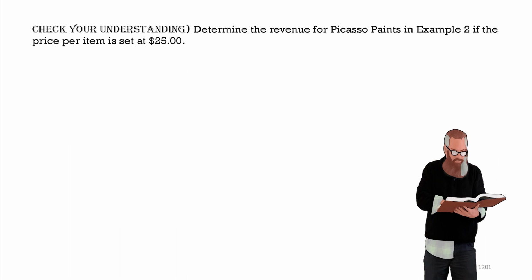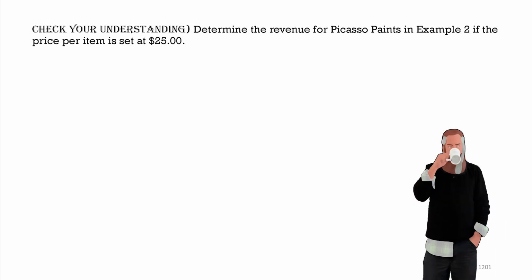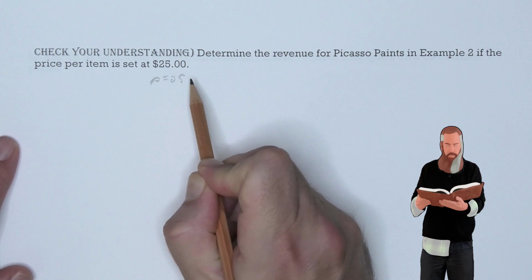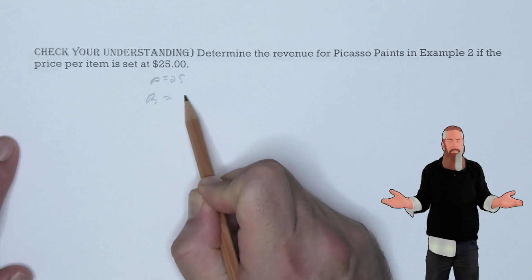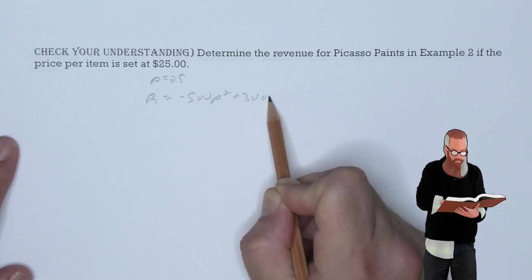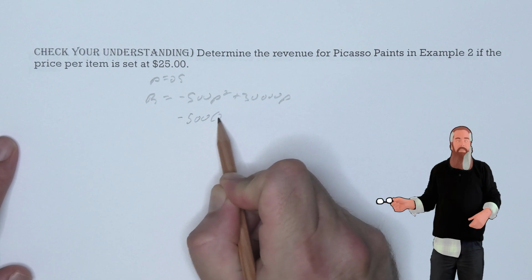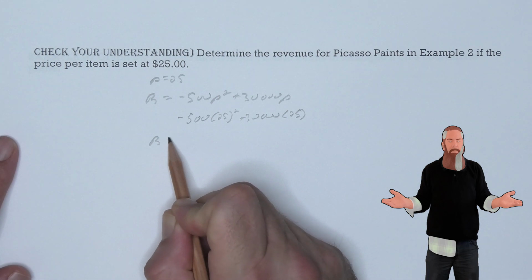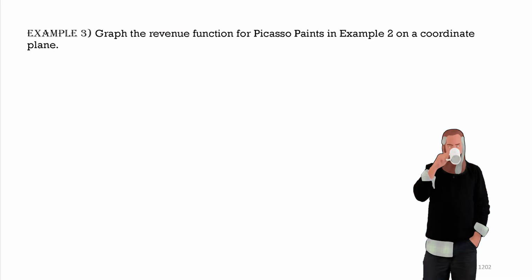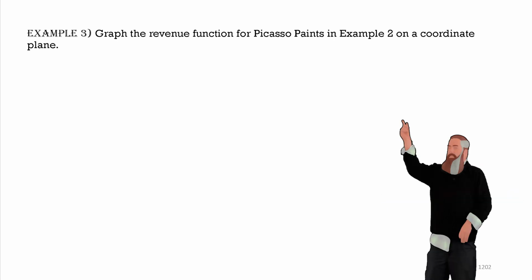Let's check our understanding of this. Determine the revenue for Picasso Paints in example 2 if the price per item was set at $25. So this means that P is equal to 25. We already know that revenue is equal to negative 500p squared plus 30,000p. So we're going to substitute 25 into this equation in place of P. By simply using our calculator, we can get that R is equal to 437,500.